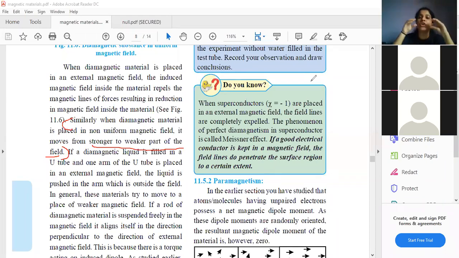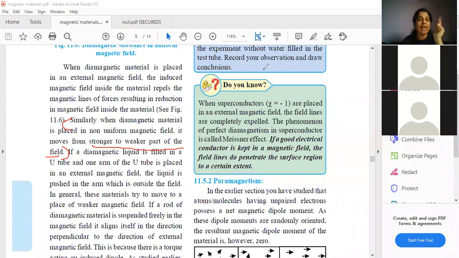So when it is kept in a uniform magnetic field, the field lines are repelled, they move from outside the material. When it is kept in a non-uniform magnetic field, it will move towards the weaker part. Wherever the magnetic strength is strong, it will move away from it. I hope you all are understanding this.